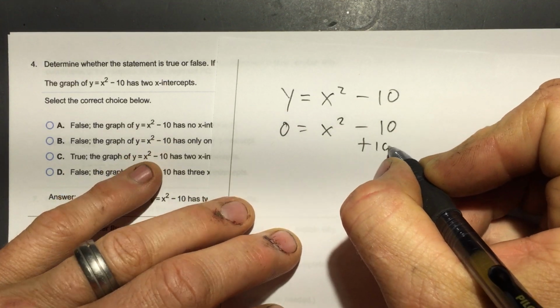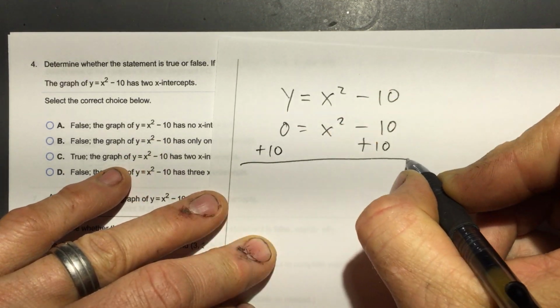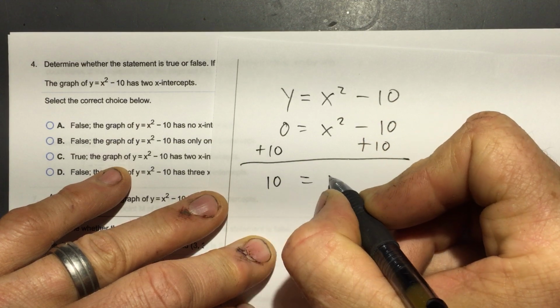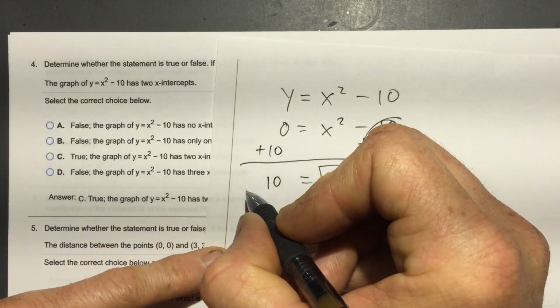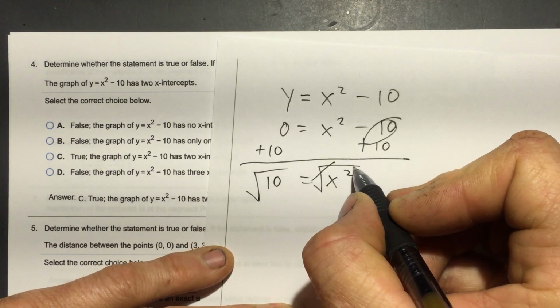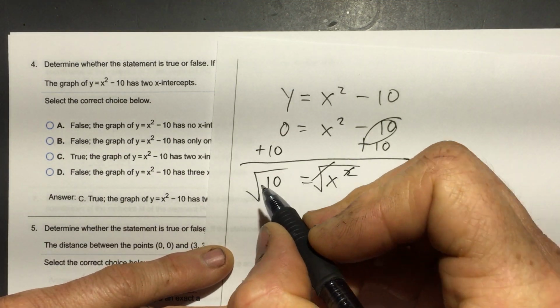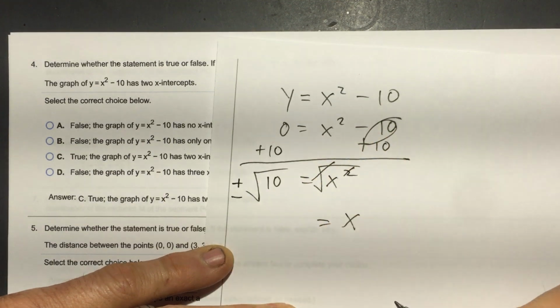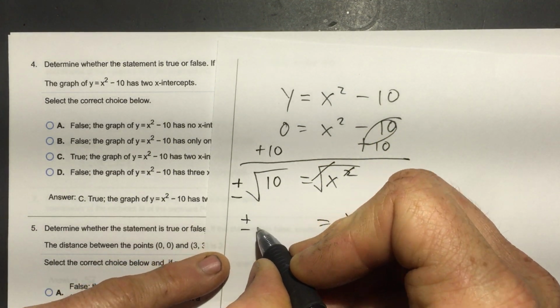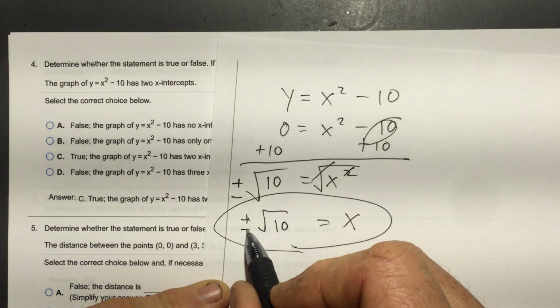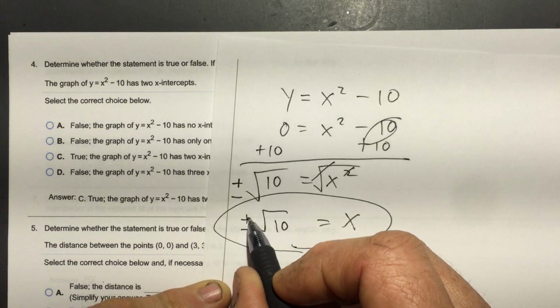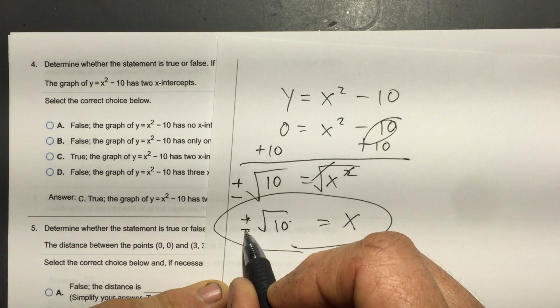So I can just add 10 to both sides. That means I have 10 equals x squared. This goes away. And then I can take the square root of both sides, which cancels my square. But when I do that, this could be positive or negative. So I have plus or minus radical 10, which is true then. I do have 2 x-intercepts. I got positive radical 10 and I have negative radical 10.